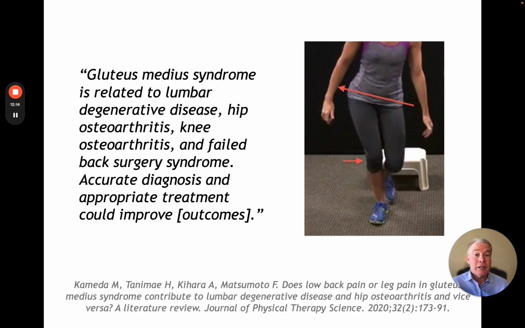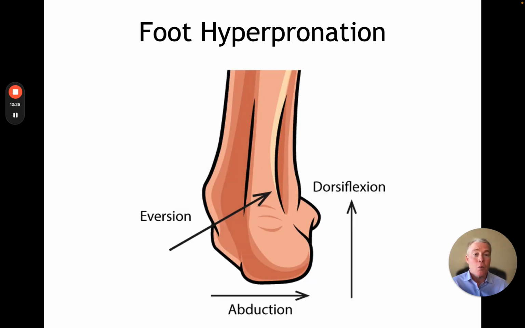Now, there's tons of data to say that this is not theoretical or hypothetical. This is something that has been proven, that gluteus medius weakness leads to problems all down the chain. Today, we're going to focus on what happens to the knee. But before we dive into that, let's also talk about what's happening at the foot.